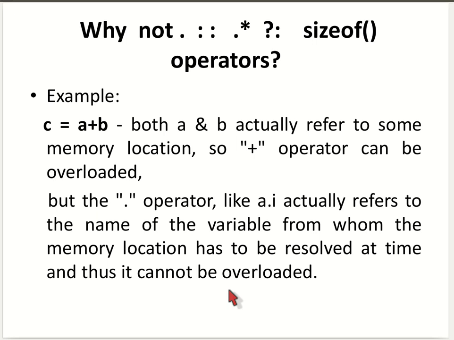So here C is equal to A plus B, and both A and B are actually referring to some memory location. So this plus operator can be overloaded. But the dot operator, A dot I, actually refers to the name of the variable for which the memory location has to be reserved. At run time only, the dot operator will access it. So we cannot overload the dot operator.